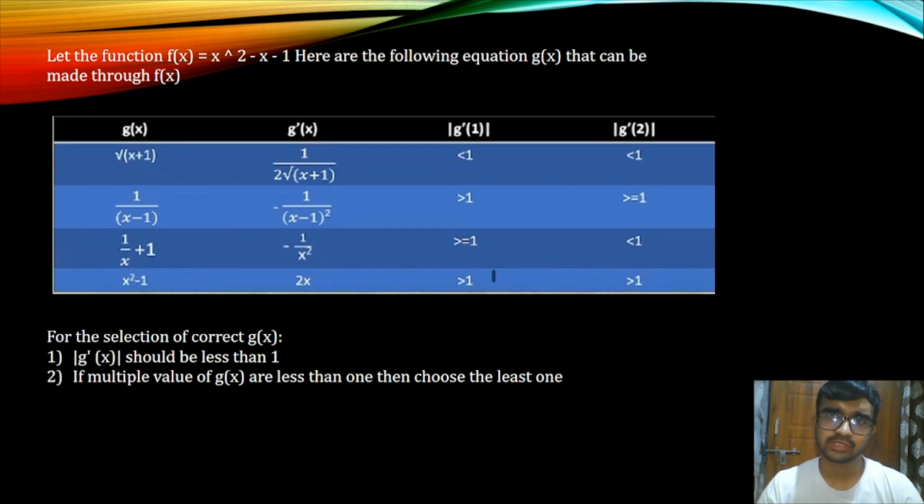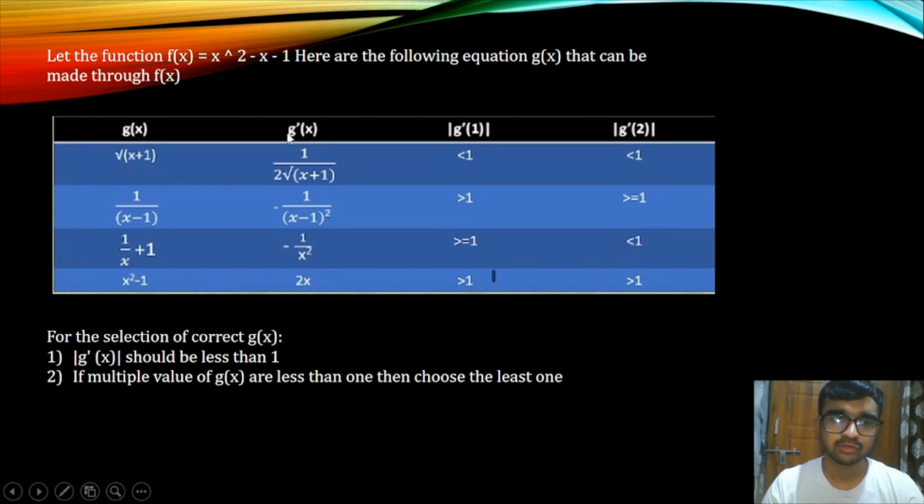Here are the following equations g(x) that can be derived from f(x). We have four equations that we can derive from f(x): under root x plus 1, 1 upon x minus 1, 1 upon x plus 1, and x square minus 1. Now we will find their derivatives and we will make a table also. Here we have put g(x), and in this column we will put g dash x.